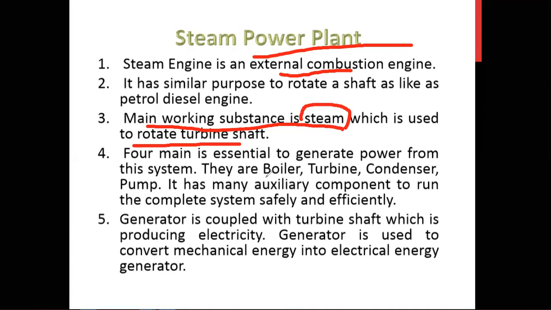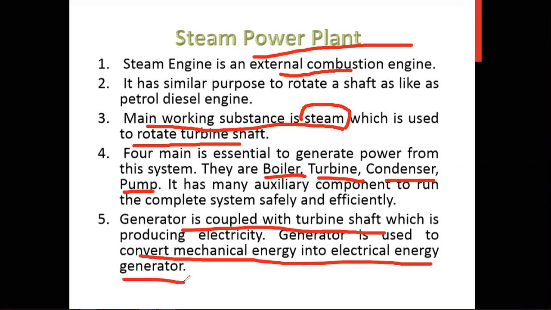The four main essential parts to generate the power are the boiler, the turbine, the condenser, and the pump. I already told you. Okay, and the generator is coupled with the turbine shaft, which is producing electricity, and the generator is used basically to convert the mechanical energy into electrical energy. We all know that the generator basically takes the mechanical energy and gives us the electrical energy. So that's how the steam power plant works.